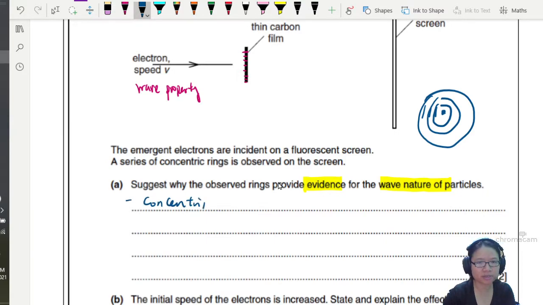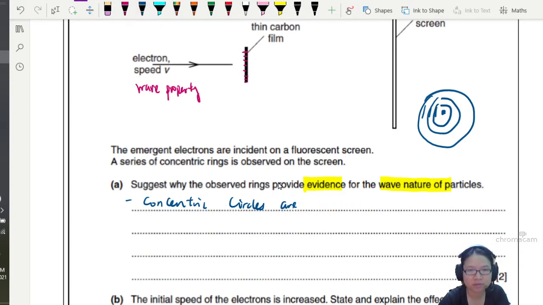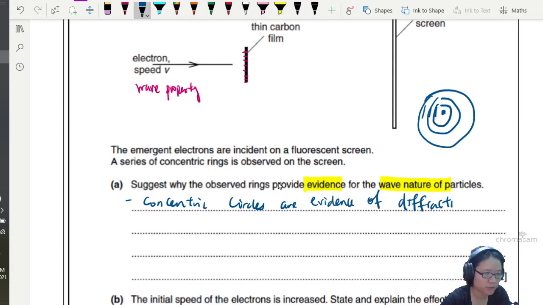So you will say that the concentric circles are evidence of diffraction, which is the spreading of waves. And after that, you can say diffraction is a wave property. One mark each.